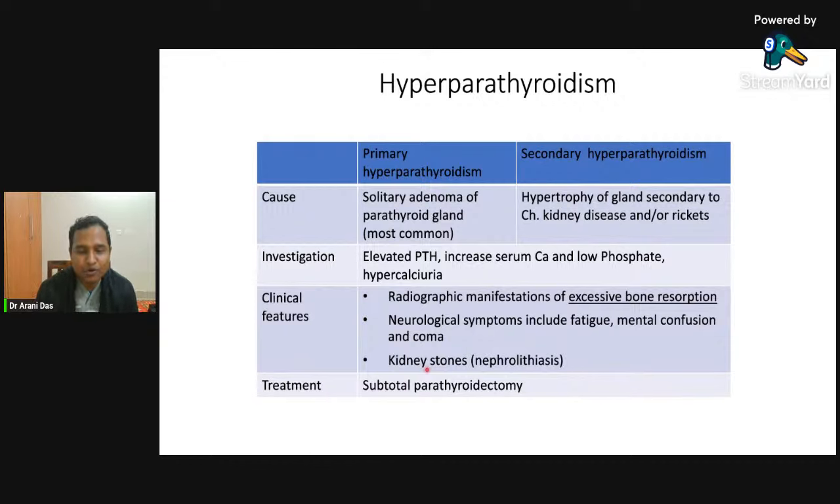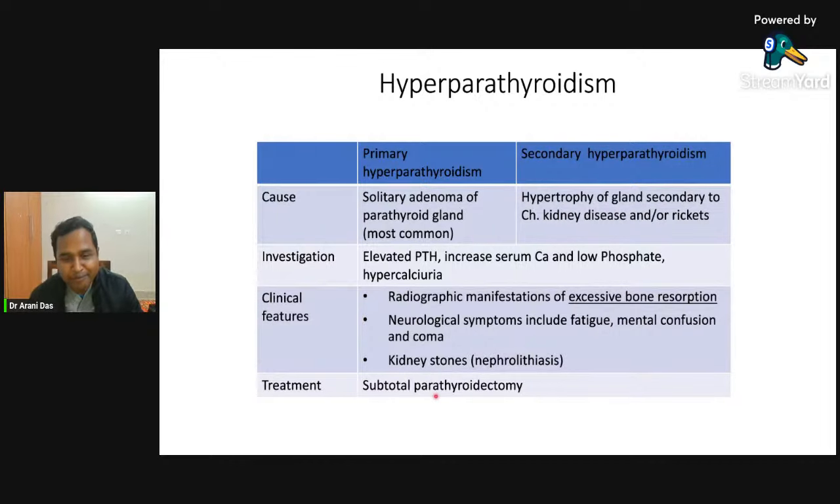Now, the term subtotal means the whole parathyroid gland cannot be removed, because parathyroid hormone is essential as it maintains calcium homeostasis. If the parathyroid gland is completely removed in surgery, that will produce hypocalcemic features. So the treatment is called subtotal. Some amount of parathyroid tissue is left so that calcium homeostasis is still maintained.